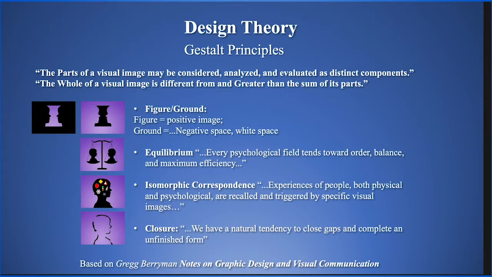Figure and ground can actually be seen alternatively. So you can see something as a figure, as in the vase, that then becomes ground, which means it becomes the background between 2 faces. So figure and ground, you can flip figure and ground.